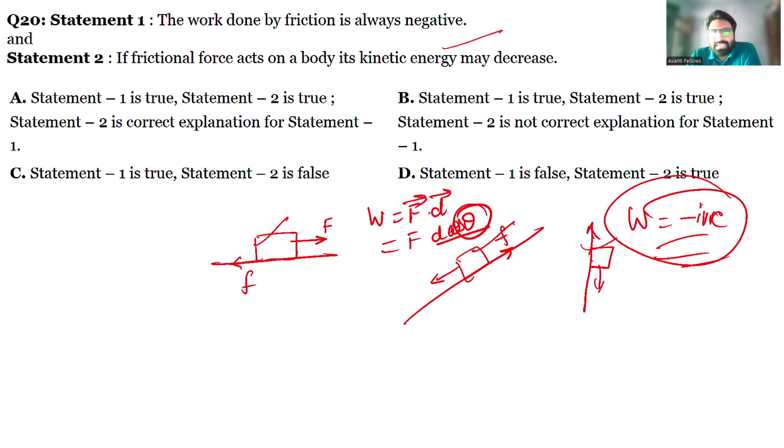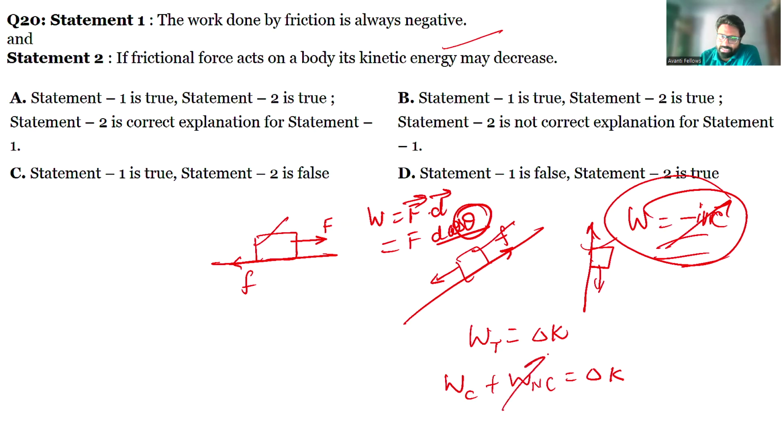Now, if frictional force acts on a body, its kinetic energy may decrease. That is just verified. So this work done is given by the change in kinetic energy, and this is the work done by the total forces. So let's say work done by the conservative force plus work done by the non-conservative force is equal to delta T. The non-conservative force is friction, and we see that the friction work is negative, which means that it is decreasing the value of delta T. So this statement is also true.